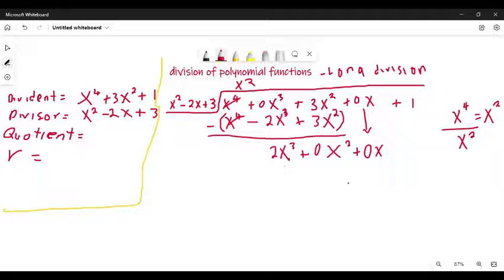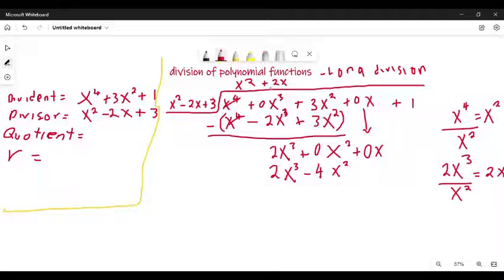When you do that, you carry on, you get the first term of your dividend, which is 2x to the power 3. You divide it by the first term of your divisor, which is x squared. When you do that, you're going to have your quotient as 2x. Then you write your plus 2x there. You multiply this 2x by everything, meaning 2x by x squared is just 2x to the power 3. Then 2x by negative 2x is equal to negative 4x squared.